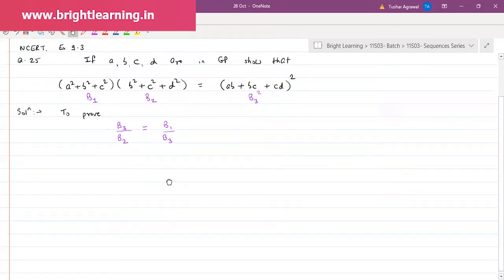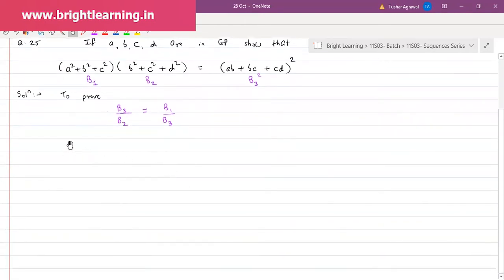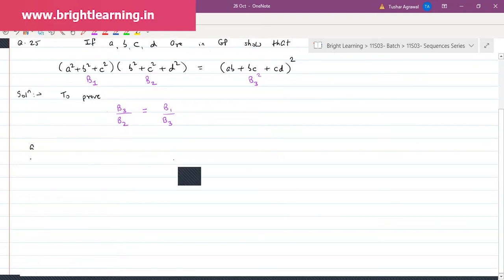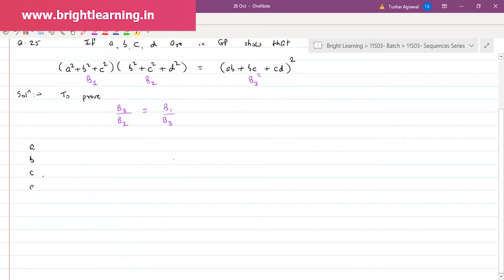Yes, sir. Okay. So now let's find out what bracket 1, bracket 2 and bracket 3 will be in terms of the first term and the common ratio. So A, B, C, D: let the first term be A only. B is equal to AR, C will be AR square, and D will be AR cube.